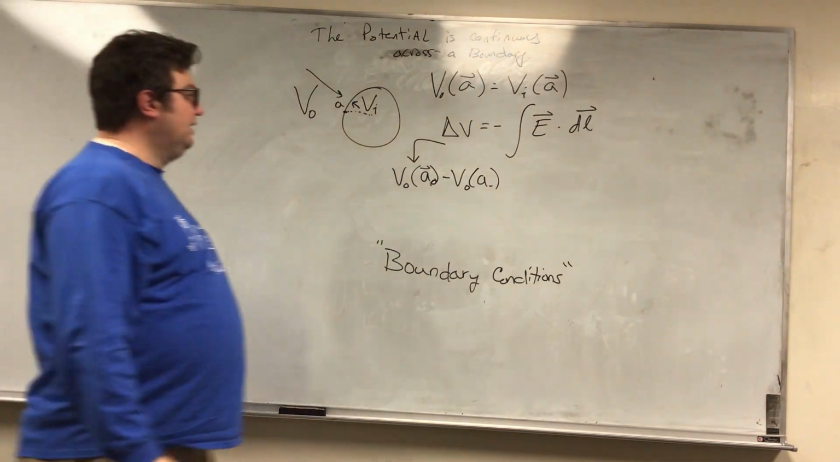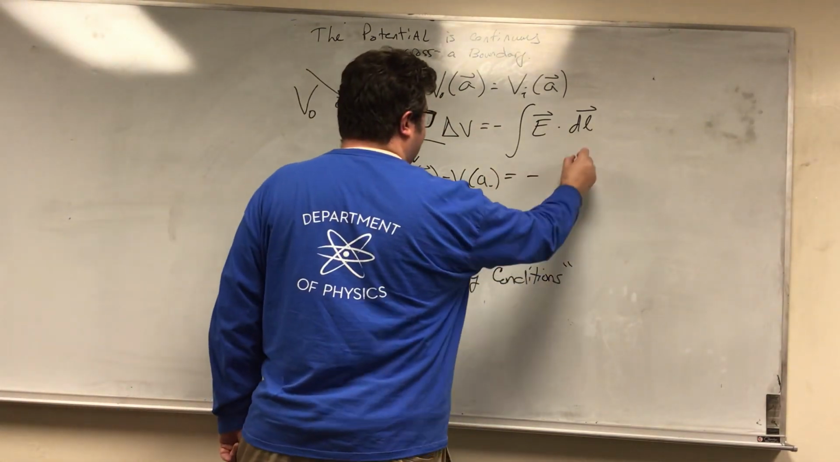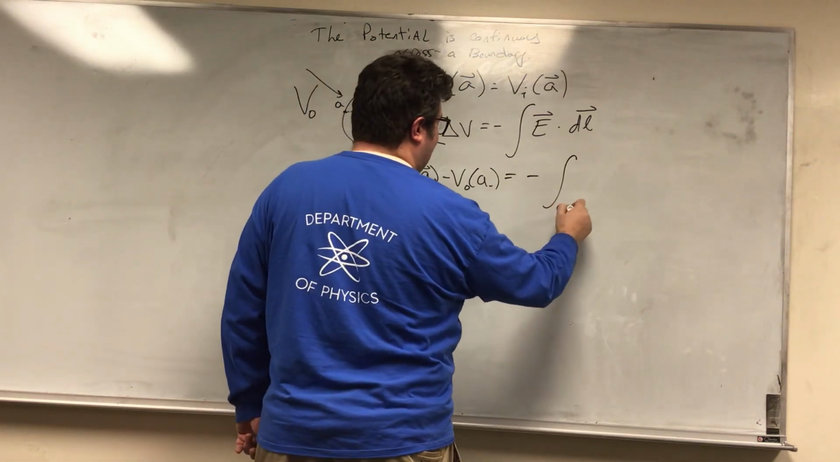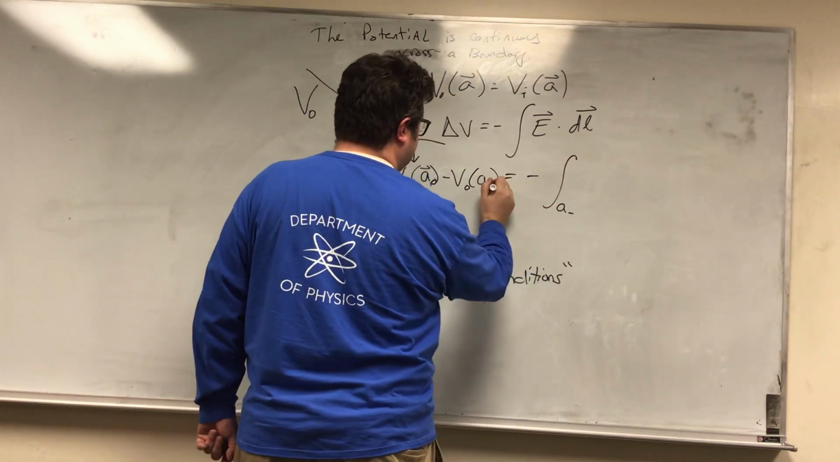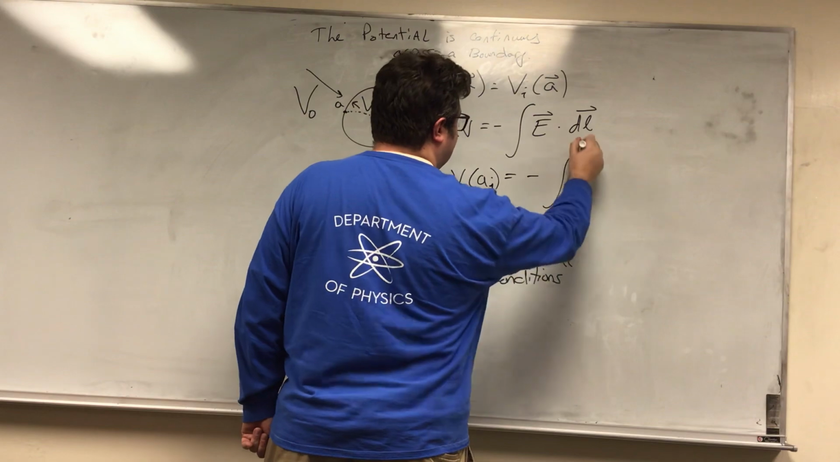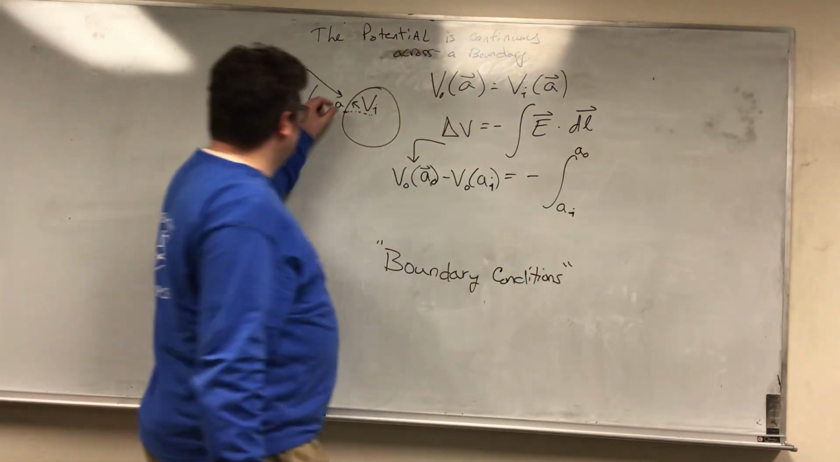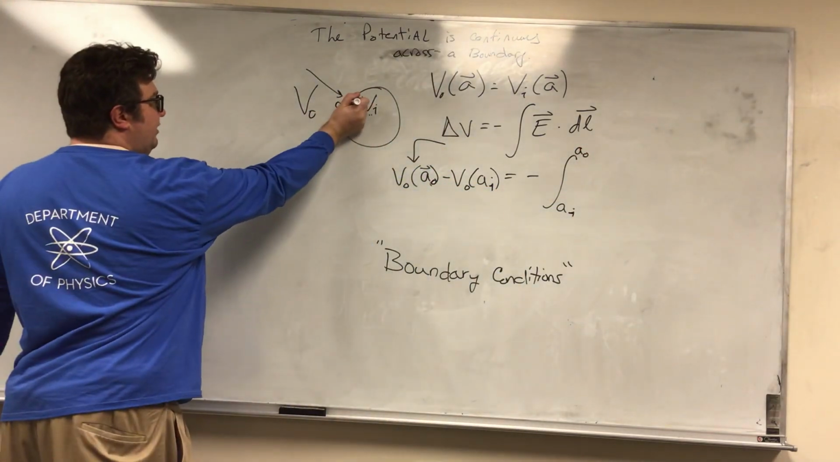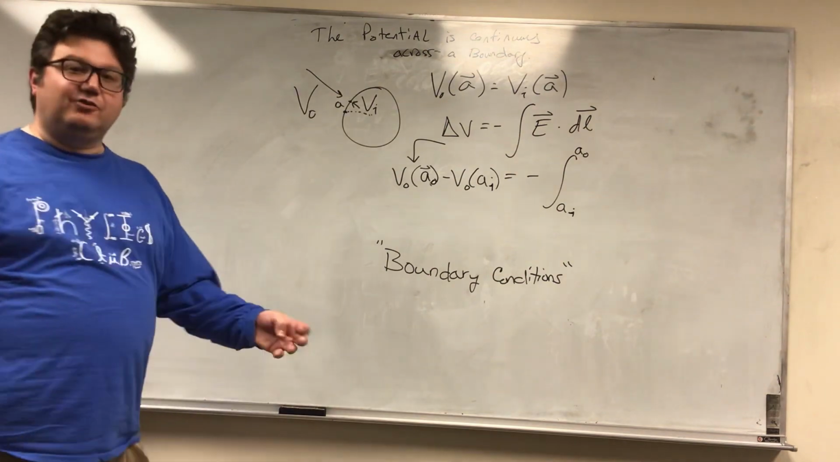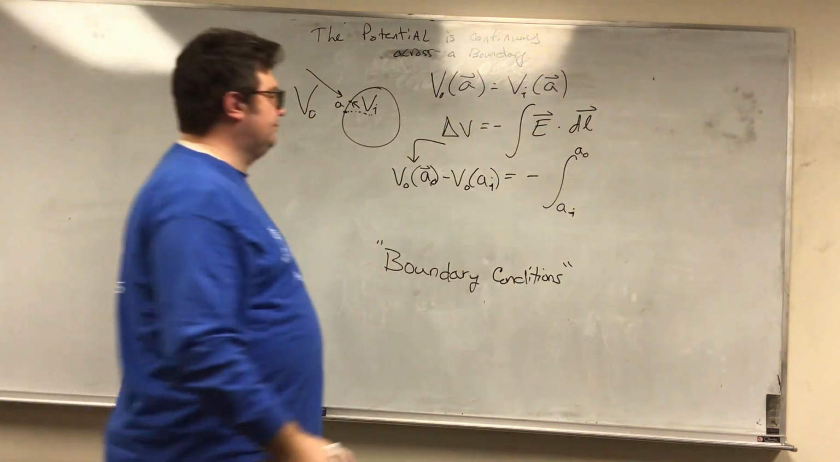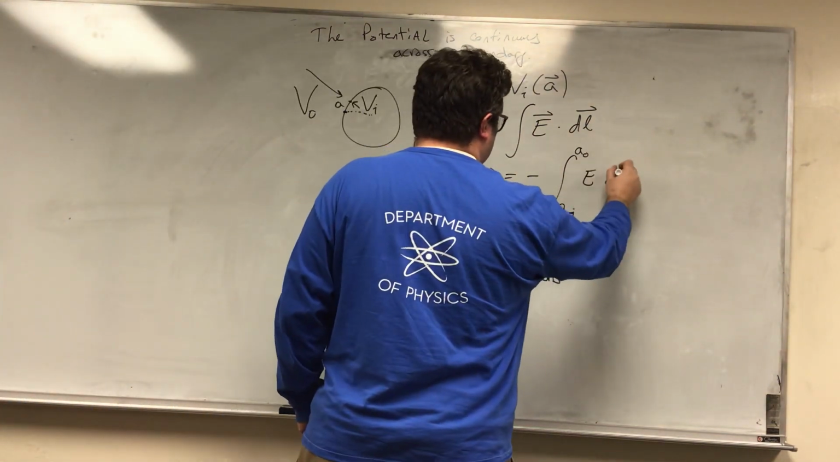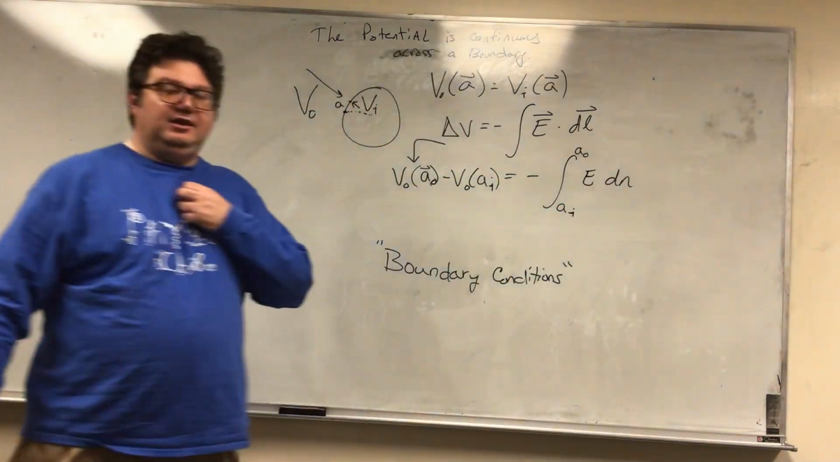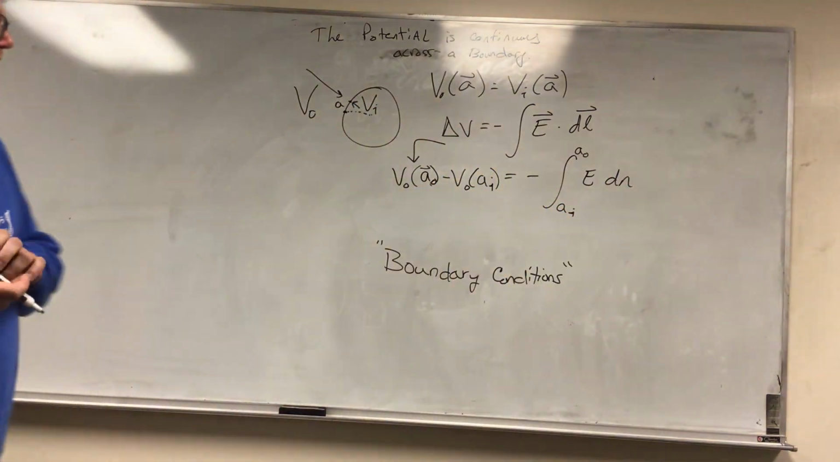is got to be equal to minus the integral from A inside to A outside, which is just the size of this boundary. Basically, I'm doing the integral from A to A of E dn, the E across that boundary.